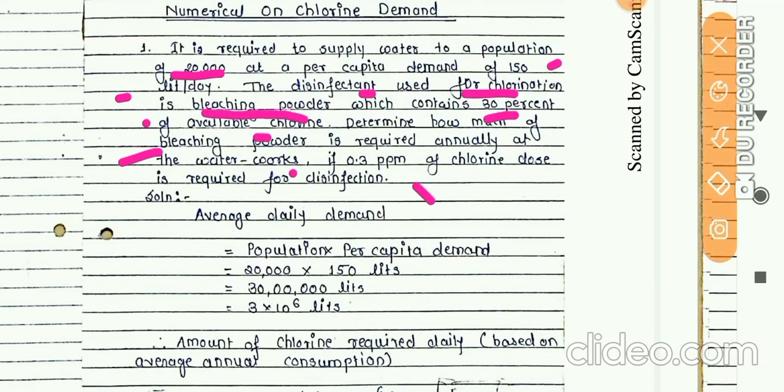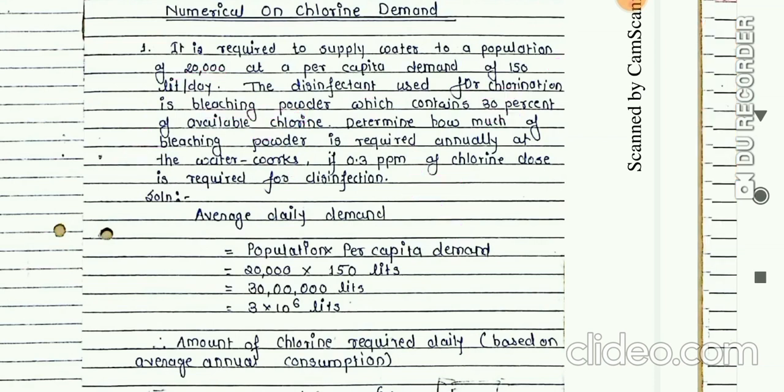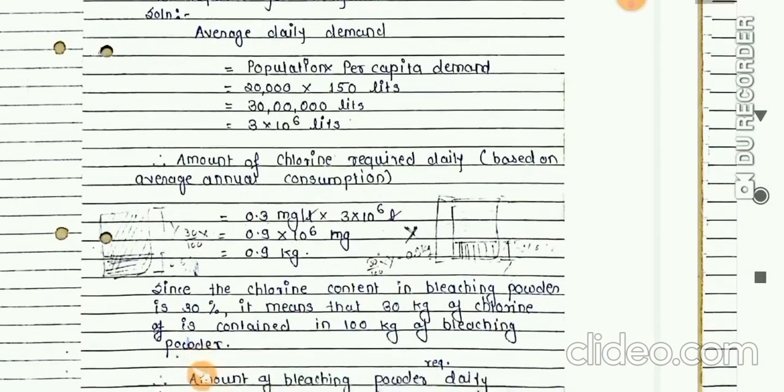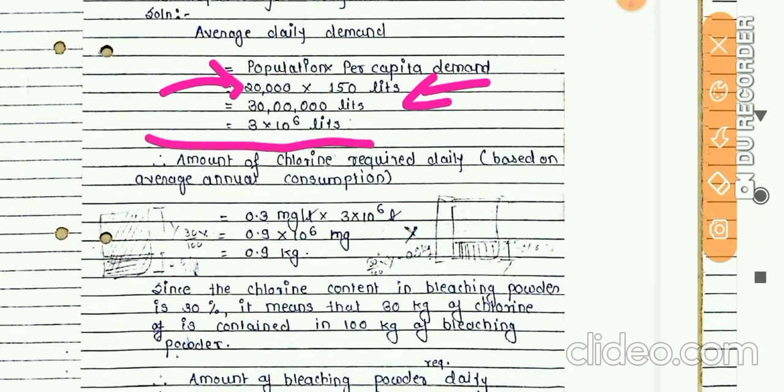If 0.3 ppm of chlorine dose is required for disinfection. So very first, what is given? Given is the population and the per capita demand. Population is 20,000, per capita demand is 150 liter. So it becomes 3 into 10 raised to 6 liters of water that we have to treat.